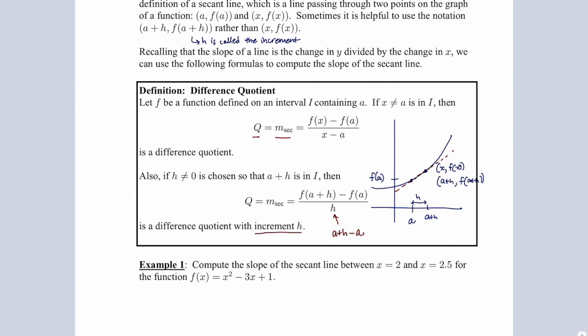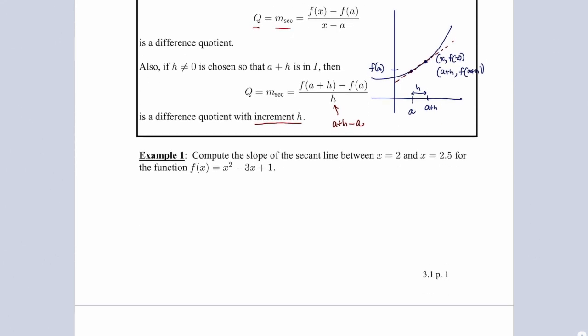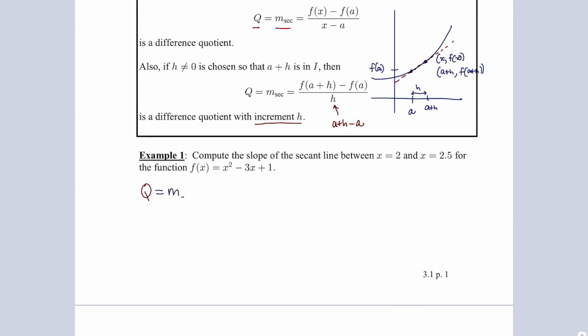Okay, let's take a look at a specific example and see how this is going to look. If I want to compute the slope of the secant line between 2 and 2.5 for this function, x squared minus 3x plus 1, let's do that. So we say the difference quotient is the same as the slope of the secant line, and we compute it by doing the change in y divided by the change in x.